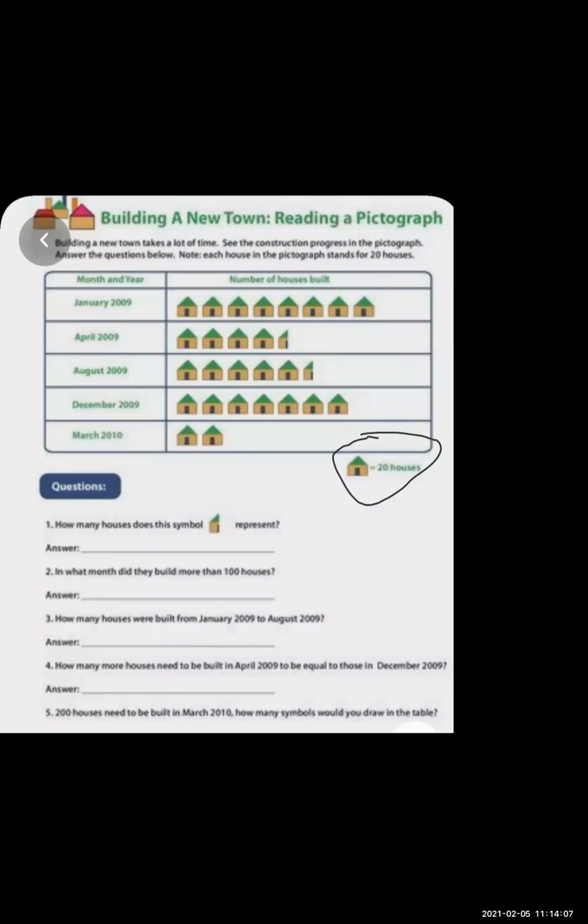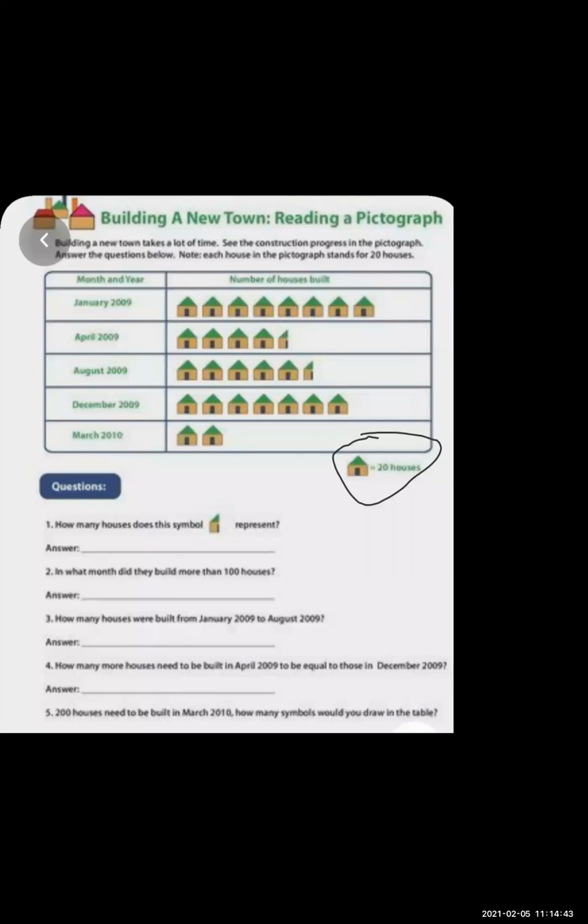Okay, so go to the first question. How many houses does this symbol represent? Yes, now give me the answer. No, you want to check all columns. How many houses does this symbol represent? That means you want to assume half house is equal to 10. So 20 houses are represented by that symbol, right?